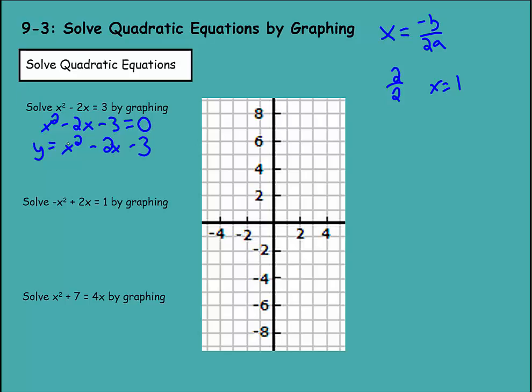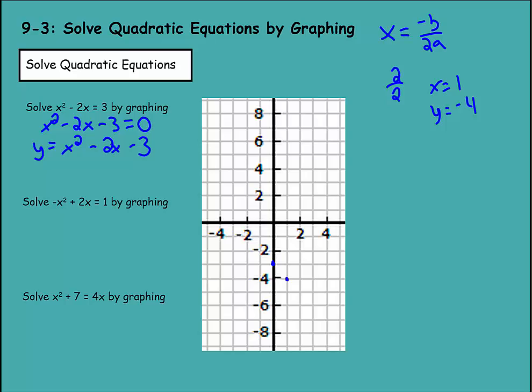Let's plug that in. 1 squared is 1, minus 2 times 1, which is 2, so that would be negative 1, minus 3, that gives us negative 4. So x being 1, y equals negative 4. So x at 1, y at negative 4. Now we can plot two more points that are less than that. If I solved for x as 0, for example, 0 squared minus 2x would be 0, minus 3 would be negative 3, so 0 and negative 3.